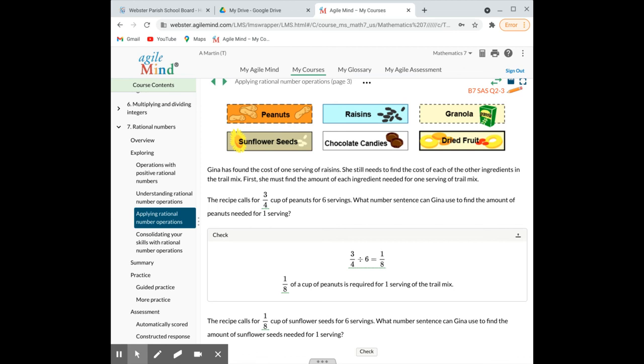Good job, Isamian. All right, looking at that next one, Tashandrick, the recipe calls for 1/8 cup of sunflower seeds for 6 servings. What number sentence can Gina use to find the amount of sunflower seeds needed for 1 serving? What would she need to do? If 1/8 cup is for 6 servings, how would you find out what there is for 1 serving?